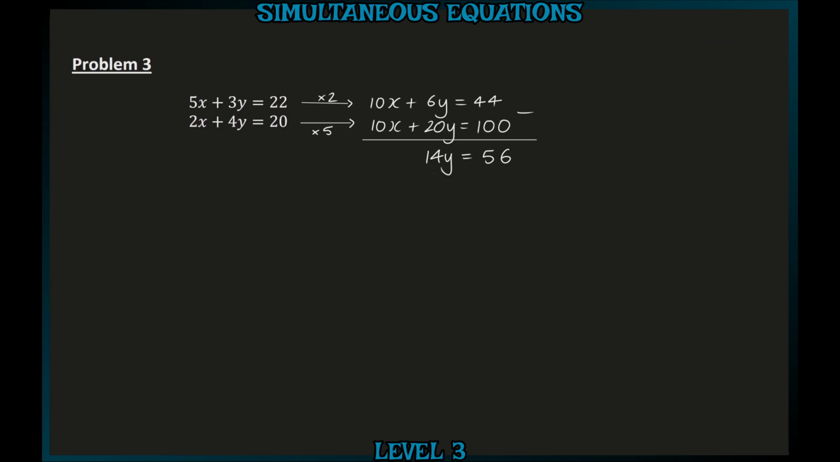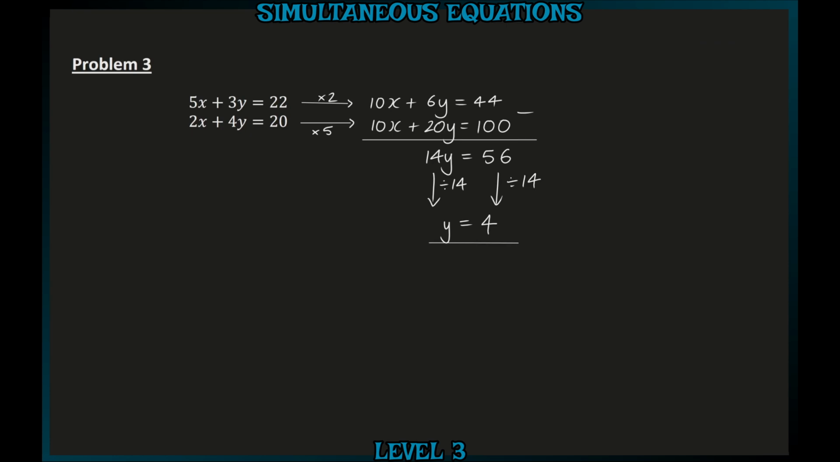To solve this equation, we can now remove the times 14 from in front of the y by dividing the left by 14, and we need to then do the same on the right. And on the left, the times 14 and the divide by 14 cancel out to leave us with y, and on the right, 56 divided by 14 gives us 4. So y equals 4 is the first part of our solution.